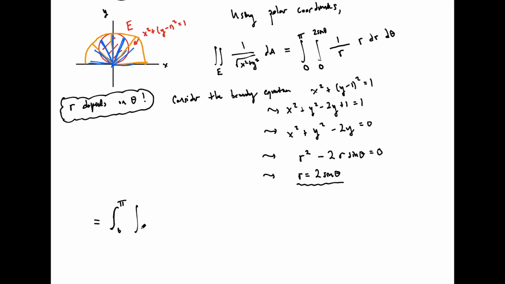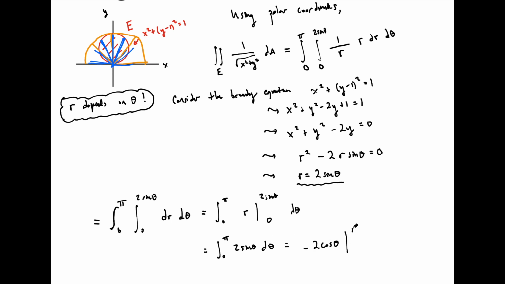this will be the integral from 0 to pi, integral from 0 to 2 sine theta. r over r cancels out, so this leaves us with a dr d theta. And then this is a pretty easy integral to do. 0 to pi, the antiderivative with respect to r here is going to be r. I evaluate my bounds, 2 sine theta and 0. Plug in 0, you get 0, so we're left with just 2 sine theta d theta.